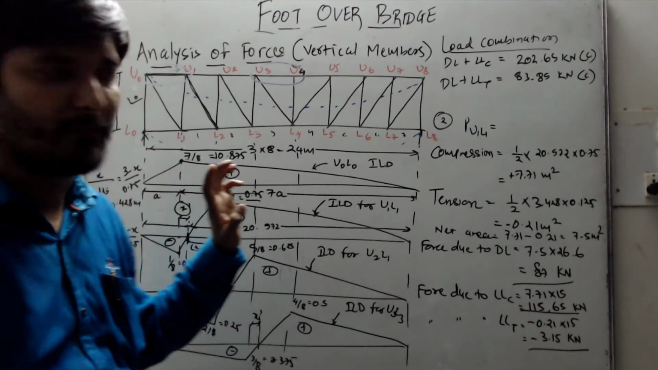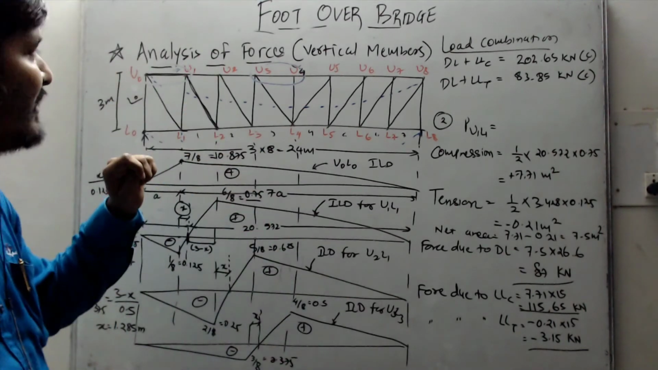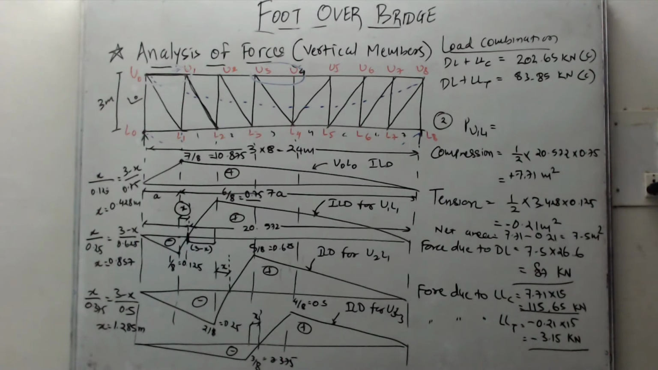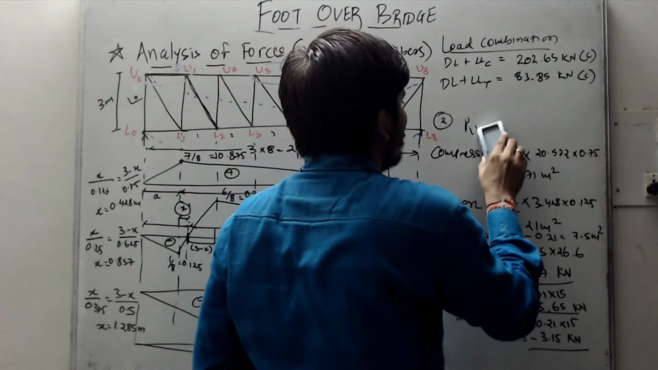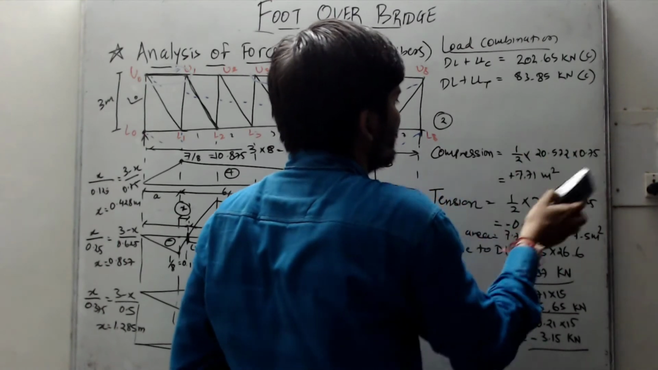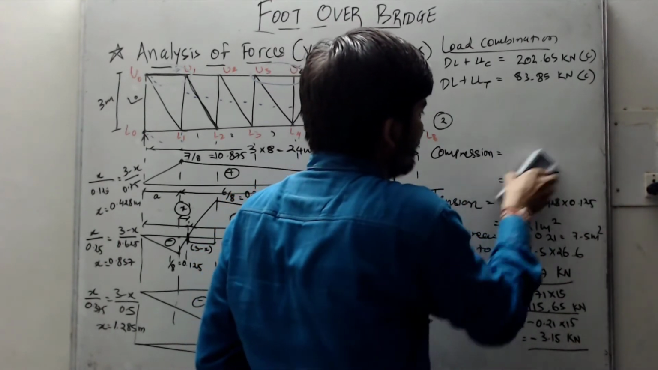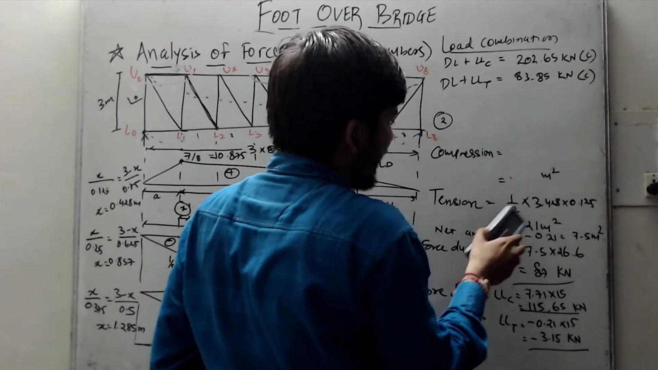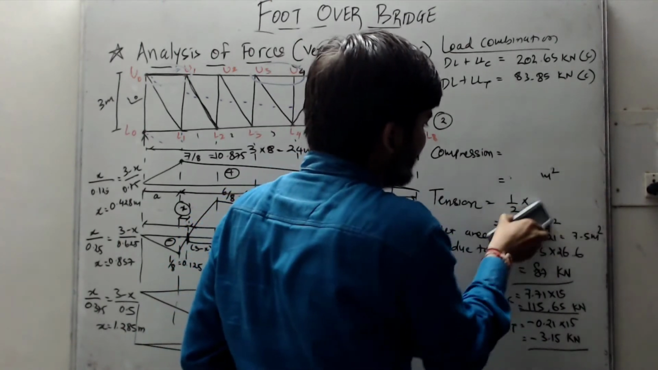Next we need to calculate similarly for U2L2. So let us quickly calculate for member U2L2 also. So just change the values here. All the other steps will remain the same, right? Just changing the values.